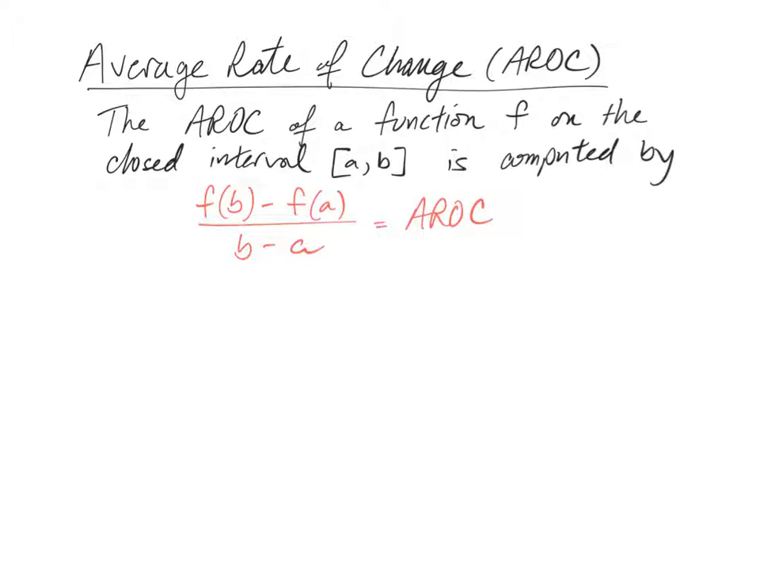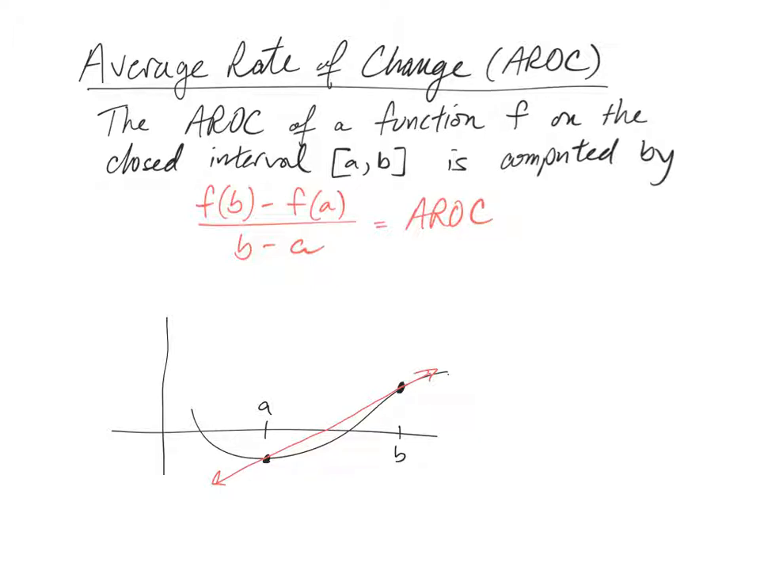So essentially what that means is that if you have a graph, in pictures anyway, if you have a graph that looks like this, and you pick an interval from a to b, the average rate of change is simply the slope between these two points. So the slope of the secant line is the average rate of change.